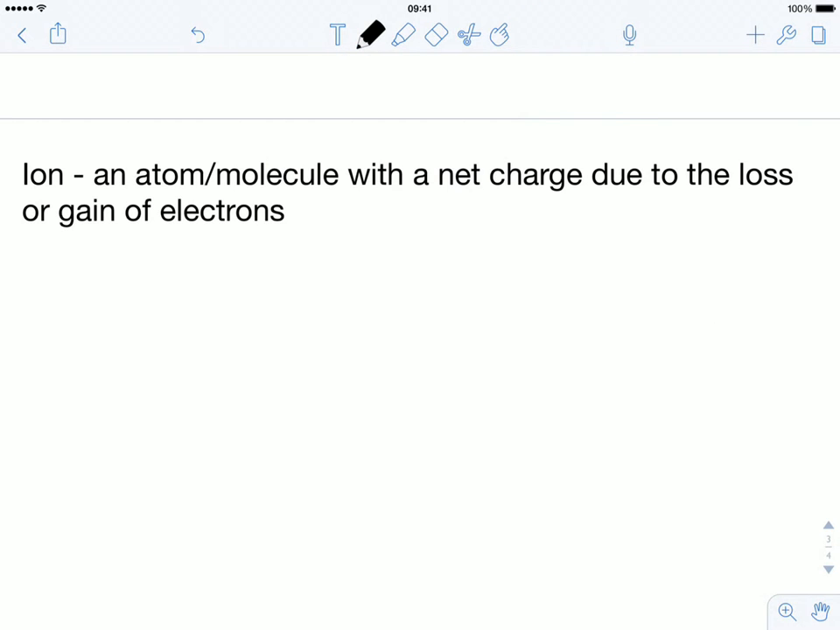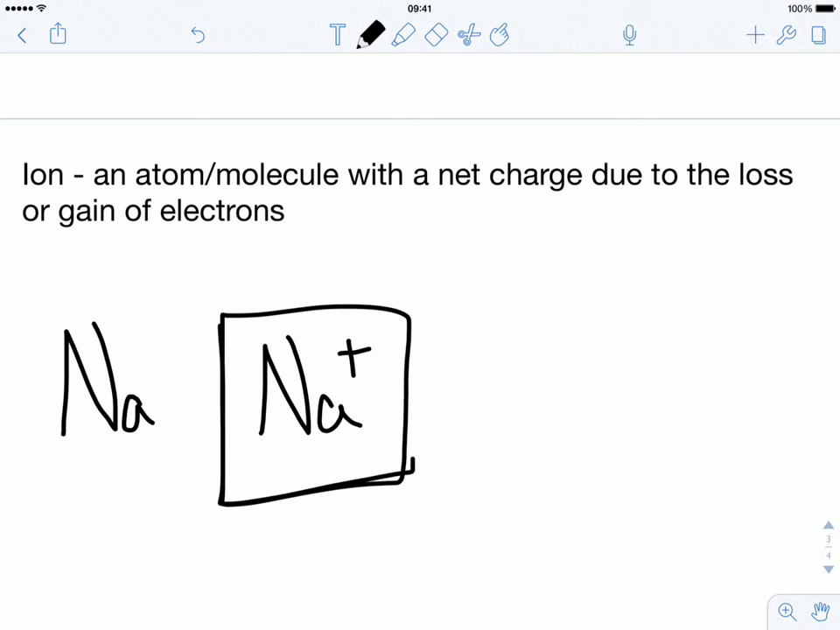Okay, so first let's take a look at what an ion is. An ion is an atom or molecule with a net charge due to the loss or gain of electrons. So what does that mean? If I give you the symbol for sodium, this symbol for sodium right here is telling me that this sodium atom or molecule is neutral, meaning it has the same amount of protons as it does electrons. If I wanted to know what the ion for sodium is, I would write this. This is the ion that sodium forms.